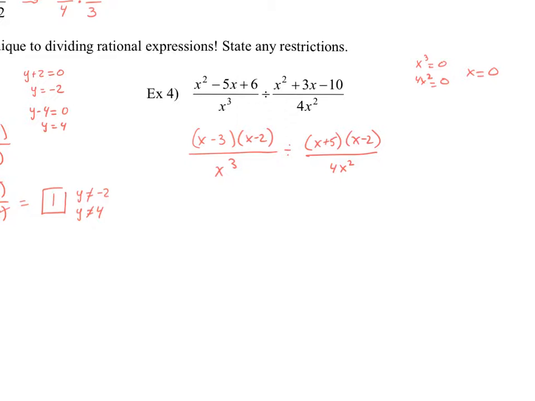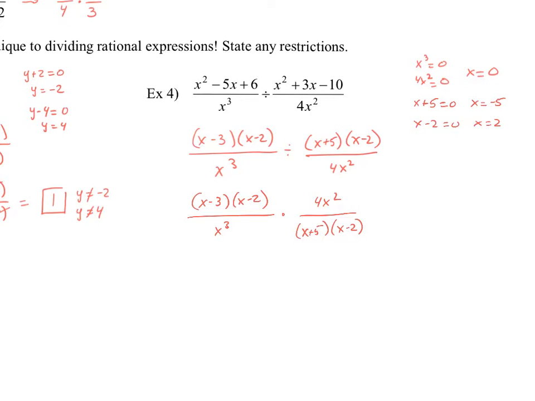So now I'm ready to go ahead and multiply by the reciprocal, or keep, change, flip. So let's rewrite this as x minus 3 times x minus 2 over x to the third, times 4x squared over x plus 5 times x minus 2. And again, notice what's happened here: we've introduced new factors to our denominator. So we have to consider those for restrictions as well. So x plus 5 equals 0, x equals negative 5, and x minus 2 equals 0, x equals 2. So those will become additional restrictions.